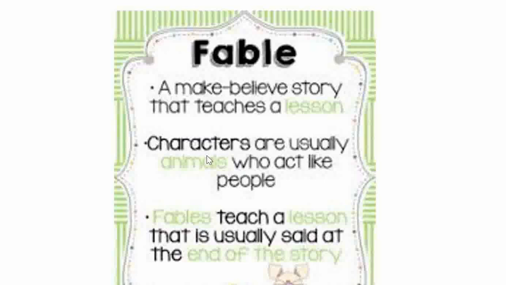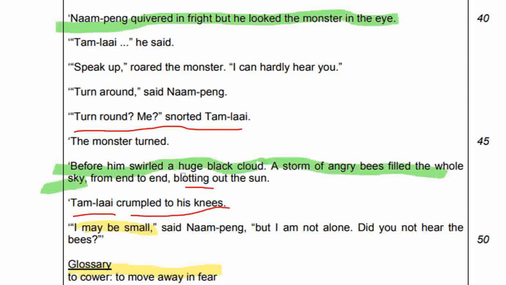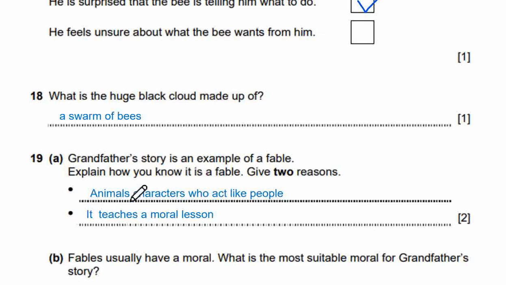So the characters are the animals who can talk like a person, and at the end the monster crumpled to his knees. He was lost by a swarm of bees. So there's a moral story that says the last statement, I may be small but I am not alone. So this teaches us a moral story that size doesn't matter but numbers matter. So that will be the option. We type that in the answer slot. So animals, characters who act like people, it teaches a moral lesson.